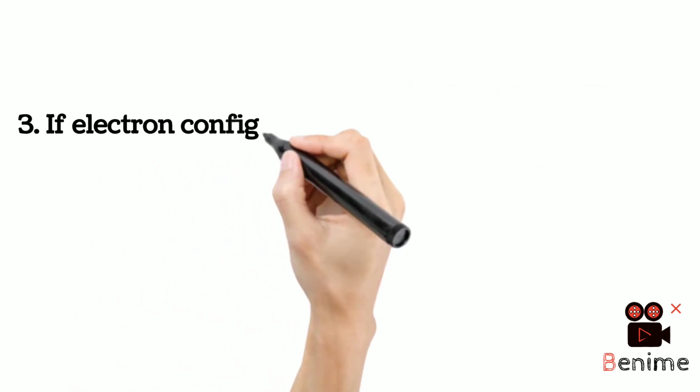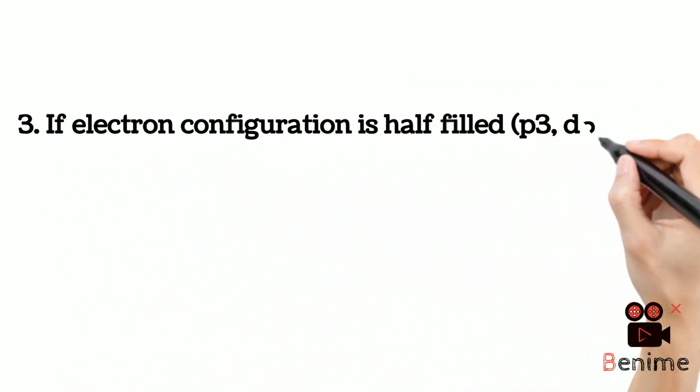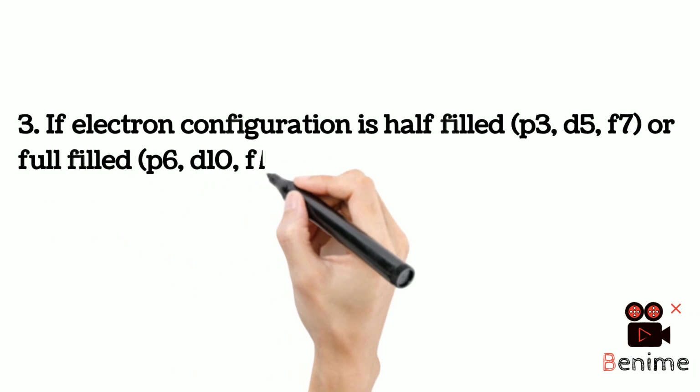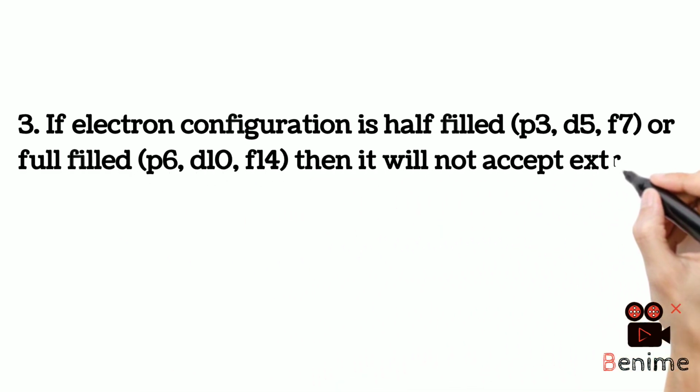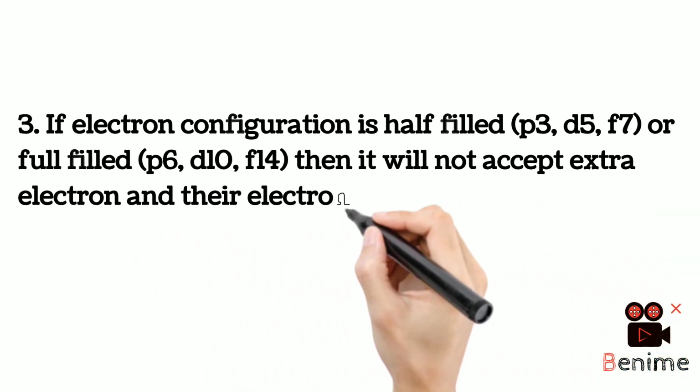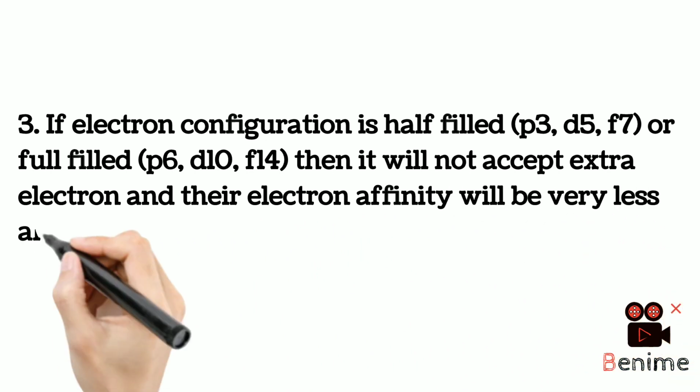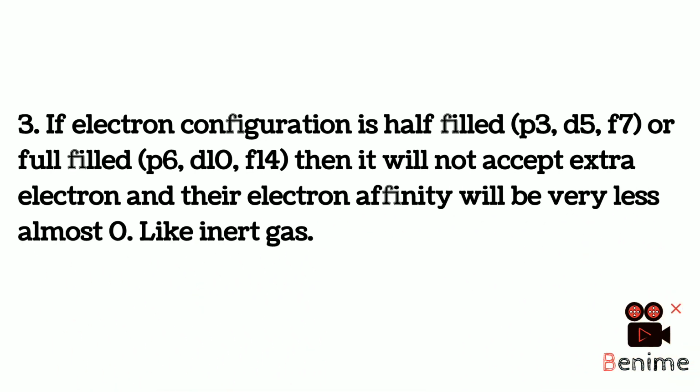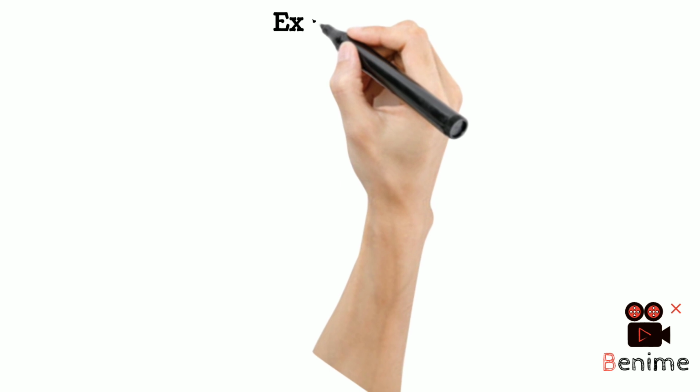3. If the electron configuration is half-filled, p3, d5, f7, or full-filled, p6, d10, f14, then it will not accept an extra electron and their electron affinity will be very low, almost zero. Like inert gases.